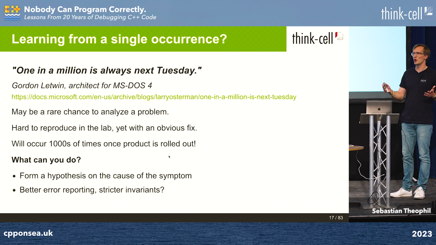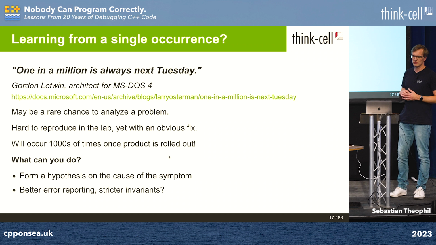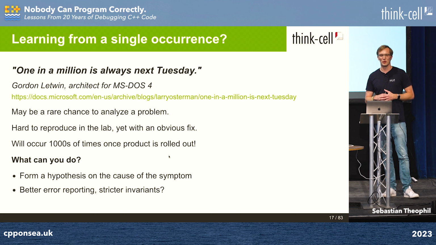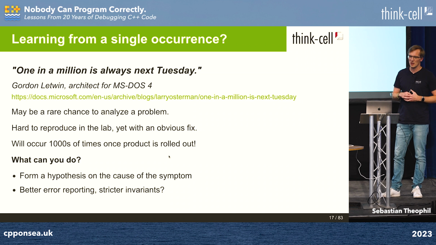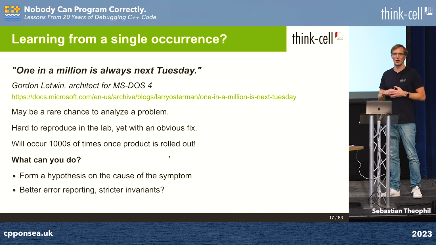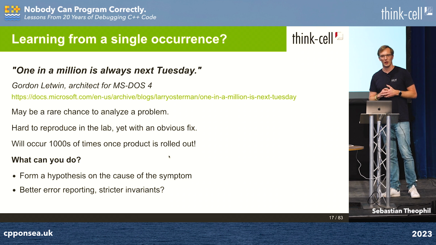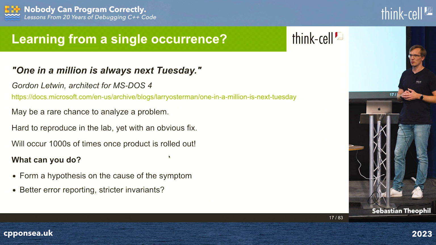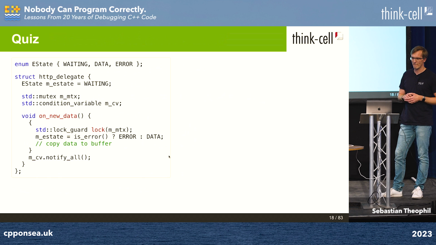Well, what can you do without knowing anything? Well, you can think about it for a moment. Maybe you can form a hypothesis on the cause of that bug. Maybe you can improve your error reporting, enforce stricter invariants, be notified earlier when you have some idea what could have gone wrong to end up in such a situation. Maybe there was an assert missing earlier. So that's the least you can do. But there are cases where that is your only chance to actually fix a problem.